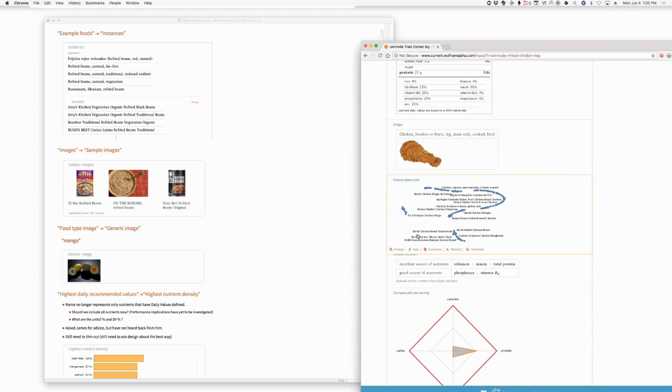Okay, let's talk about the feature space plot. Sure. This one is frigging weird.